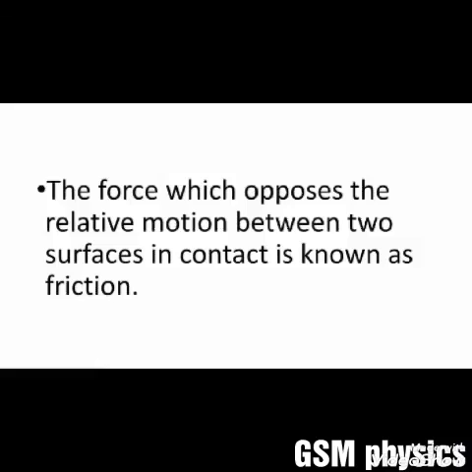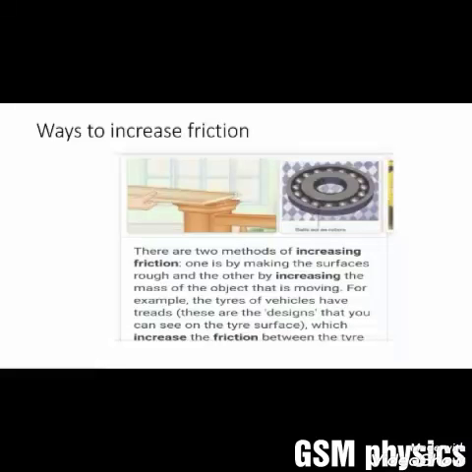Then there are two ways regarding friction. Ways of increasing friction. There are two methods of increasing friction. One is by making the surface rough and the other by increasing the mass of an object that is moving. For example, the tire of a wheel has treads. These are the designs that you can see on the tire surface, which increase the friction.